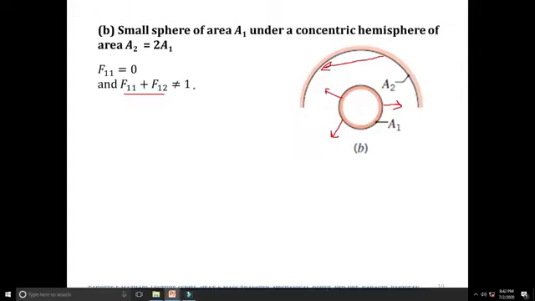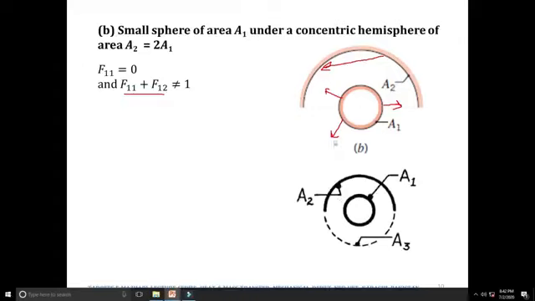So what do we need to do over here? We need to assume another surface over here, and we will then call it 3. And then we would write f11 plus f12 plus f13 is equal to 1. Assess this statement as well.